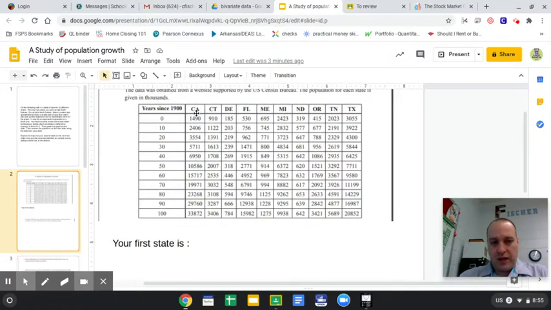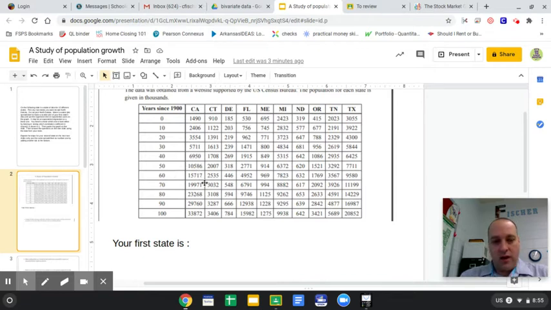So as far as putting the data in, years since 1900, so 1900 would be 0, this would be 1910, 1920, and they've already pretty much got all this right here. So this is going to be your X value for both states that you do. All right, and then whichever state you pick, this is your Y value. So I'm going to pick California, so it's going to be my Y value on the first one.